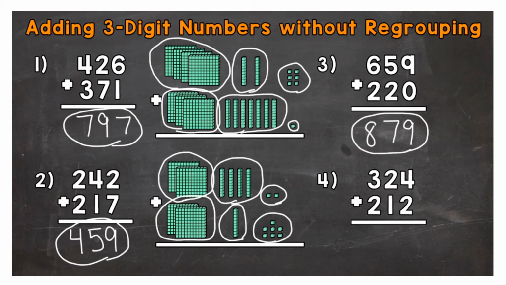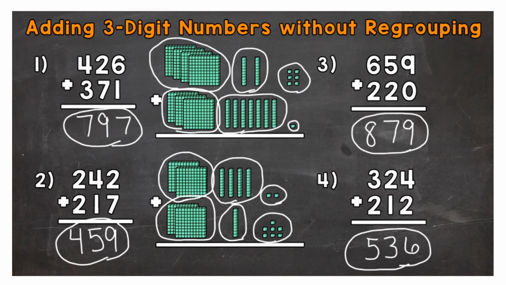And then lastly, we have number 4, 324 plus 212. We'll start with the ones. 4 plus 2 is 6. Then we have the tens. 20 plus 10, or 2 plus 1 in the tens place gives us a 3 in the tens place, which has a value of 30. And then lastly, 3 plus 2, which is actually 300 plus 200. That gives us a 5 in the hundreds place. That 5 has a value of 500. It represents 5 groups of 100. So our final answer is 536.